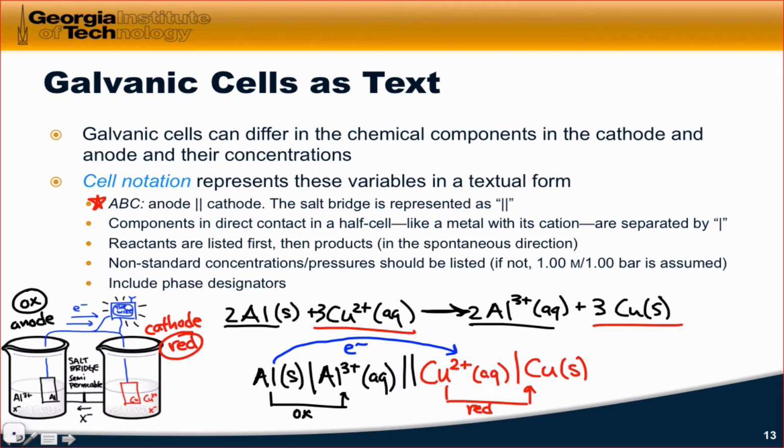In reading it from left to right, we get the spontaneous oxidation reaction, the spontaneous reduction reaction, and the direction of electron flow from left to right.